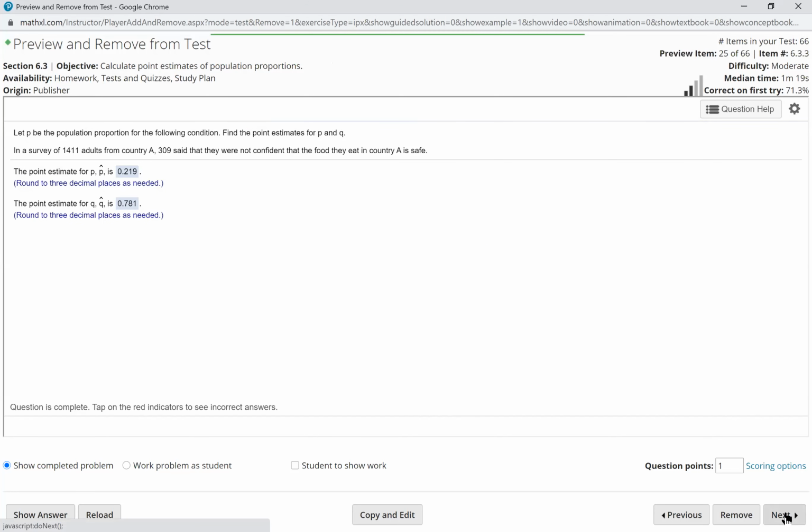Another question here. Okay. Let P be the population proportion. In a survey of 1,411 adults, 309 said that they were not confident that the food they eat is safe. What is the point estimate for P? It's P hat, and P hat, guys, by definition is X over N. So you just take 309 divided by 1411, and you will get 0.219. How do you find the Q hat? It's 1 minus 0.219, which will be 0.781. Okay. So that's a very easy, short question.